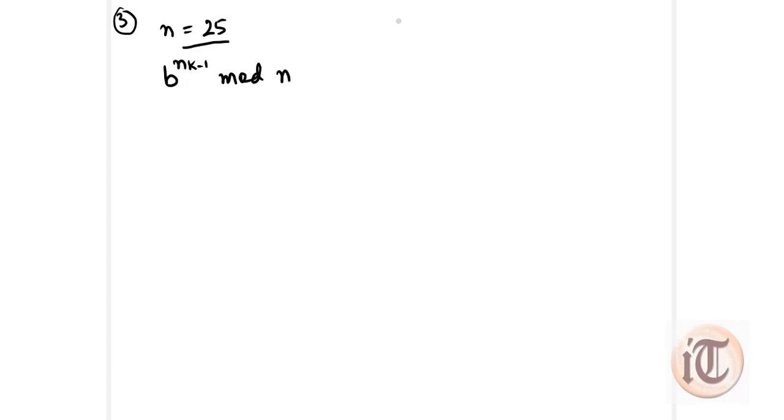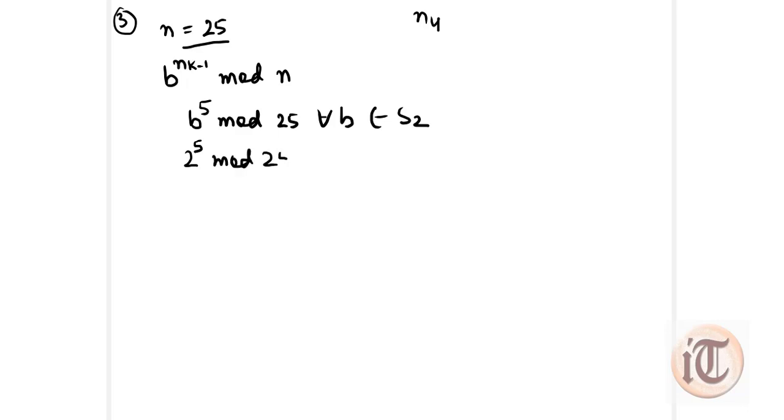Means in step 2, we calculated n4. Now we have to take the n3 value. So n3 is 5 here. So we have to calculate b to the power 5 mod 25 for all b which belongs to set S2. The first element of S2 is 2 here. So if I calculate 2 to the power 5 mod 25, again it is not equal to 1. So we will create a new set S3 and put this number 2 into S3.